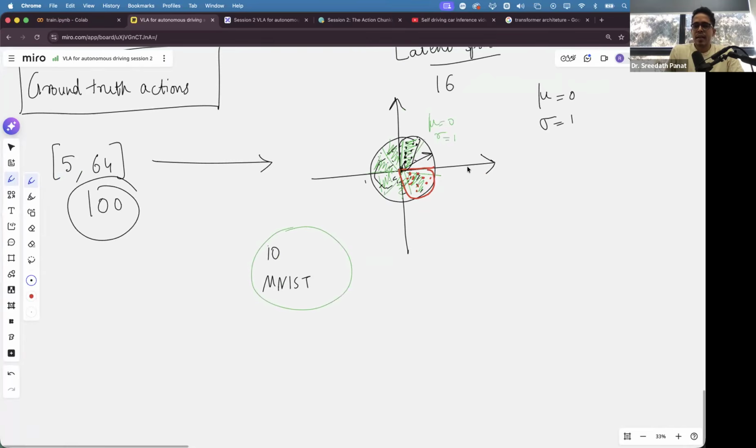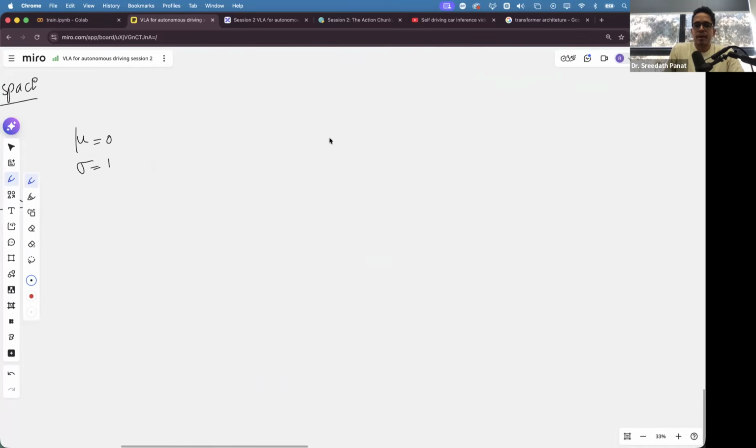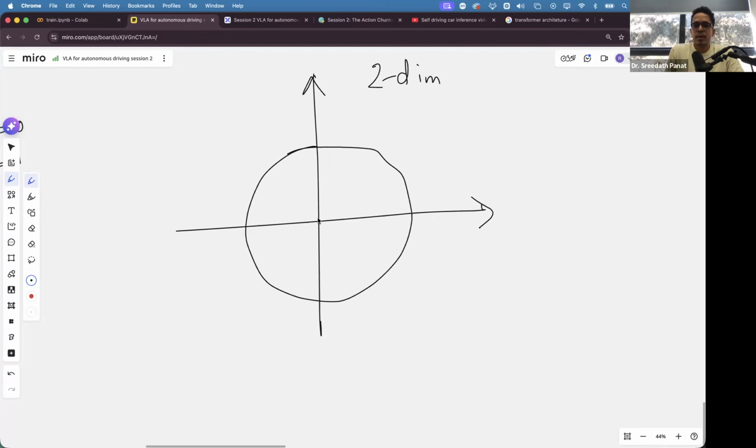Similarly, in our self-driving car, in the forked road map, if we were to construct a latent space like this, what will happen is we will construct data points in the latent space. Let's say, for example, it's 2-dimensional for simplicity. Mu is equal to 0, standard deviation is 1. The points may get arranged in such a way that it will look something like this.